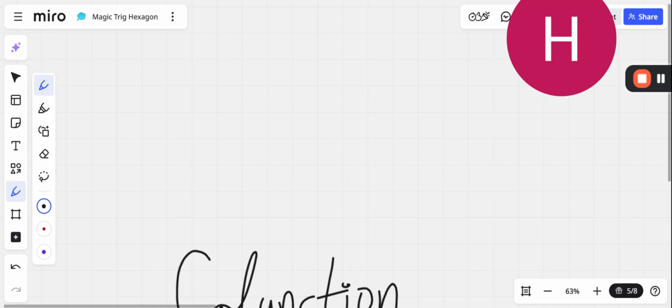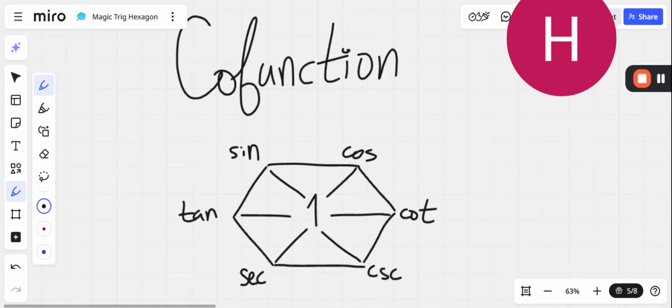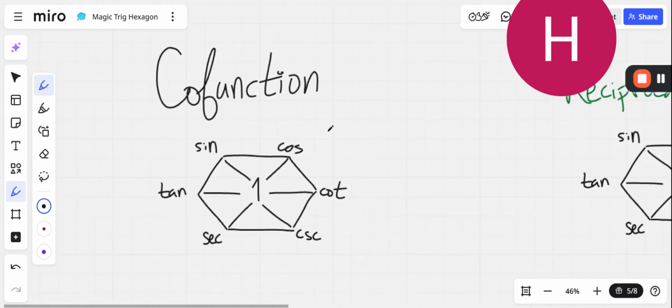Go ahead and draw a hexagon, but don't just draw any hexagon. Let me show you what the hexagon is going to look like. Here is the magic hexagon. And maybe it's not a perfect hexagon, but I can't draw it that well.